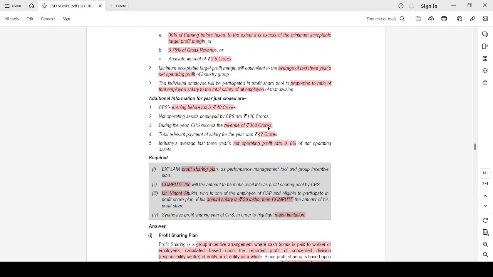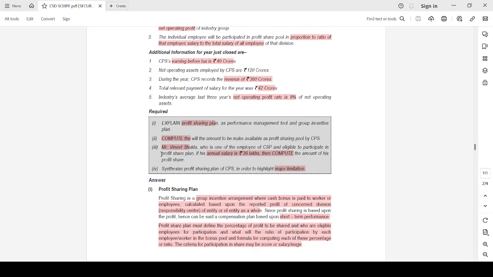CPS records a revenue of 360 crores. So 360 into 0.75%, that will be 2.7. Then relevant payment of salary for the year is 42 crores. Let's leave it. Industry's average net profit is 8% of net operating assets. That's why they have given net operating assets 120 into 8%. What are the things we need? Compute a profit sharing plan, and then for an employee you have to compute, and what is the limitation?